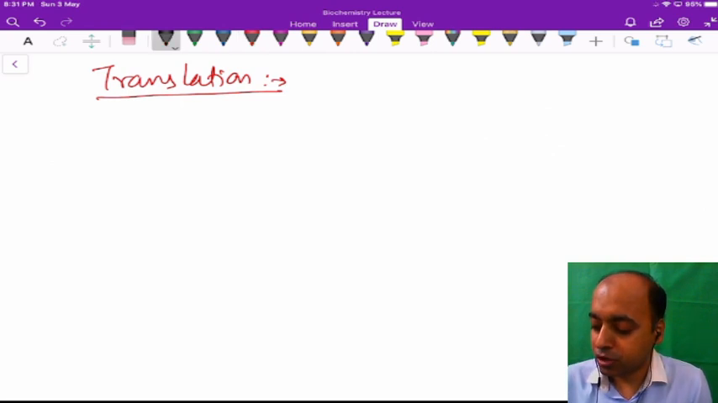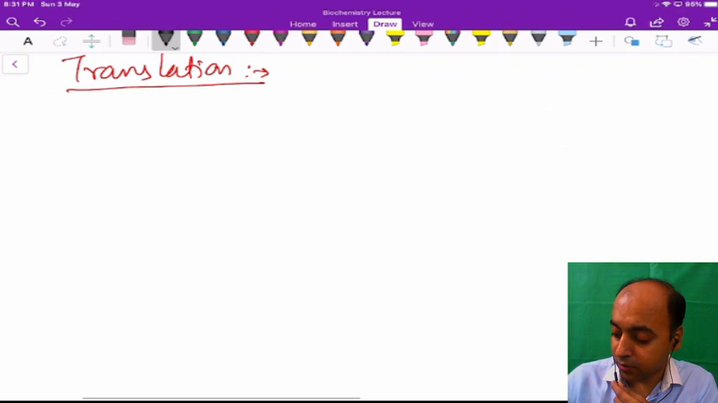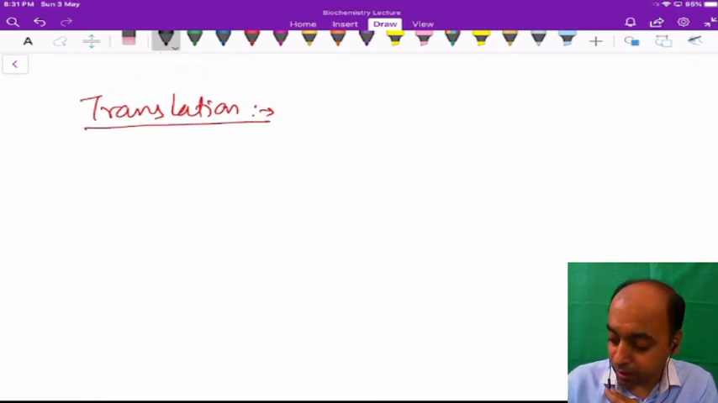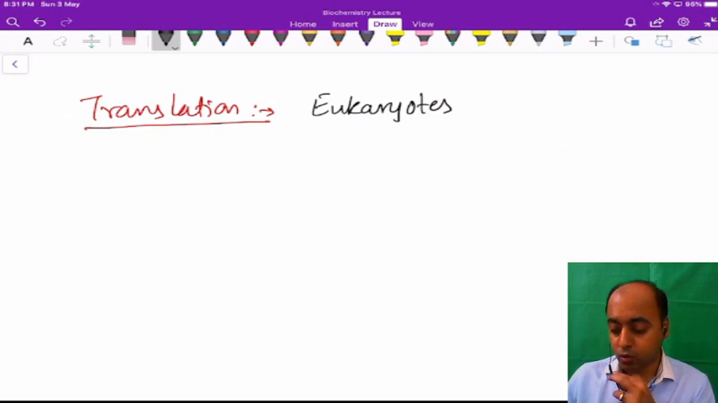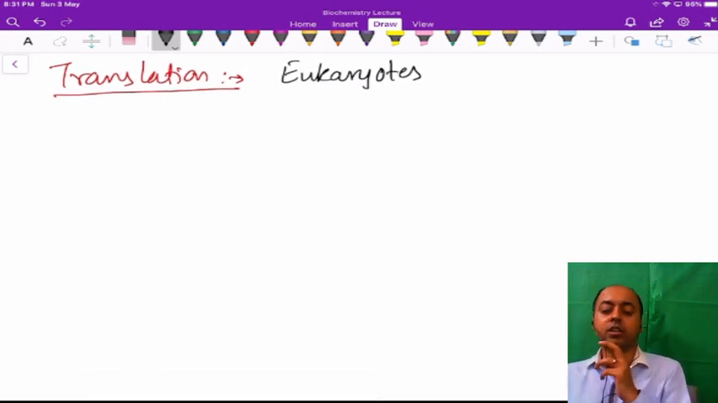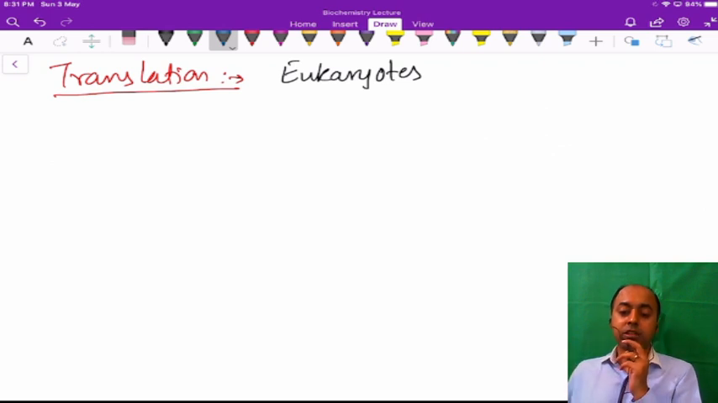Okay, so now we are going to be talking about the translation, and we are discussing this translation as occurring in the eukaryotes. I don't see any questions coming from you, so I am continuing with the translation as described in the eukaryotes. As I mentioned previously, it will have the similar stages as we had seen in the transcription.